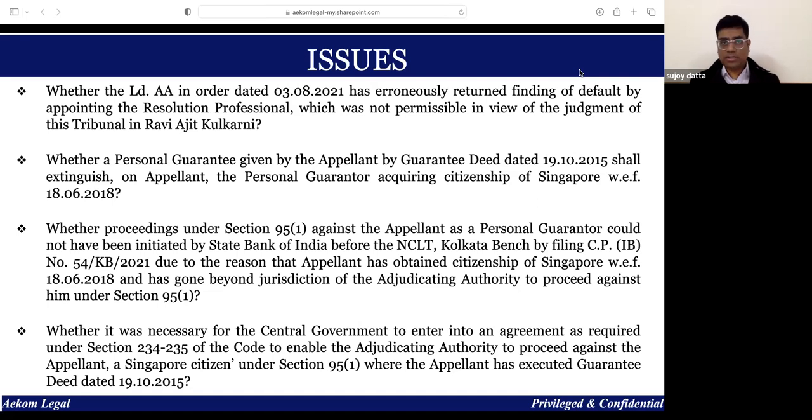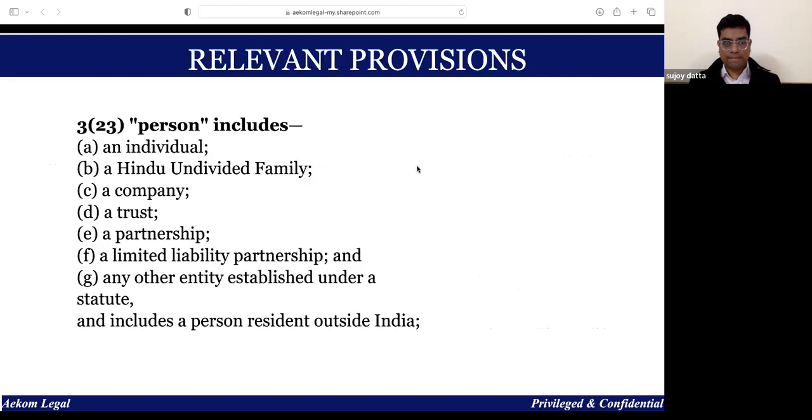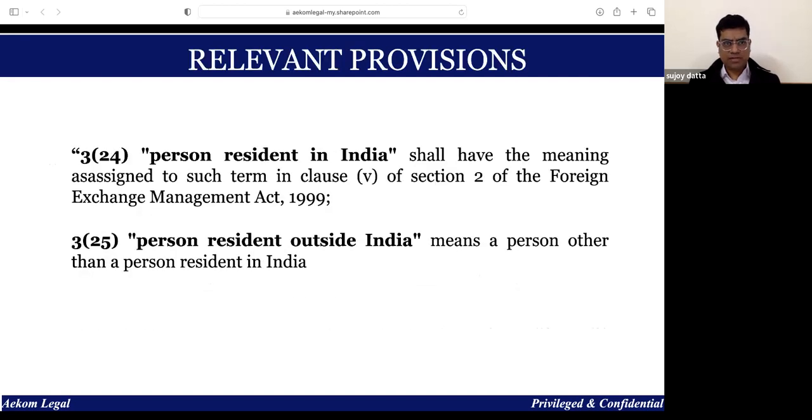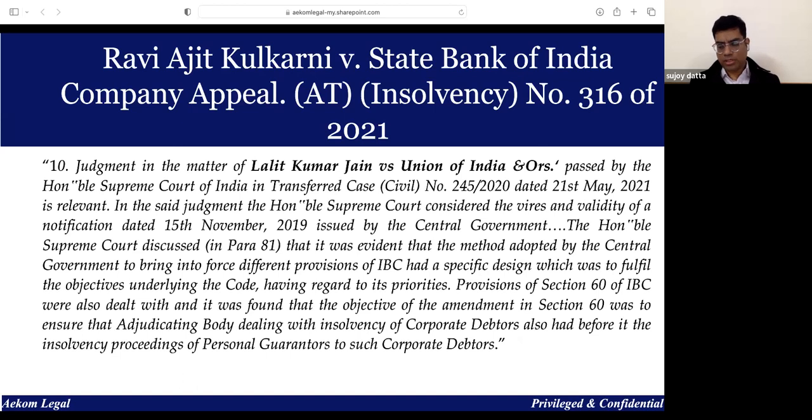And if it is to be done, then whether the government of India would have to enter into some kind of an arrangement with the government of Singapore in terms of section 234 and 235 of the code. So now let's deal with these issues one by one. We'll now look at the relevant provisions; they're fairly self-explanatory.